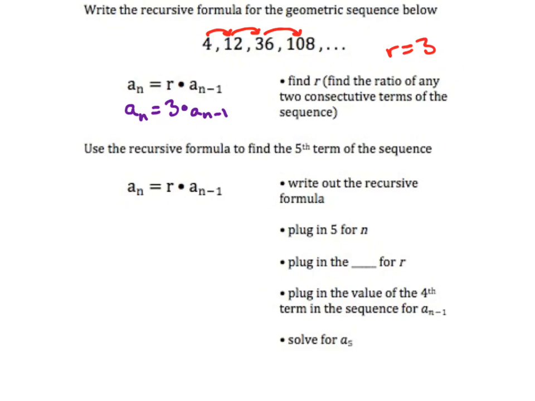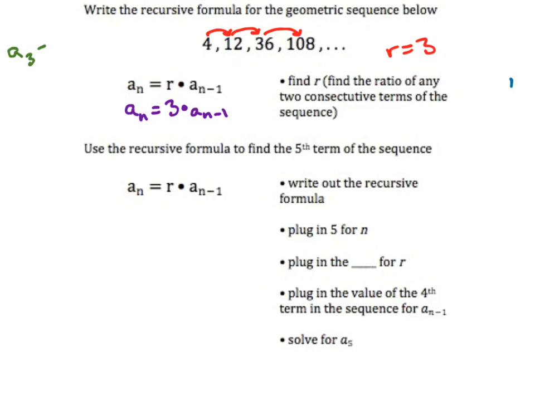A sub n equals 3 times A sub n minus 1. So what this is telling me is that from any term, I can get the next term by just multiplying the previous term by 3. Let's look at some examples. If I'm looking at A sub 2, the second term in the sequence, that is equal to 3 times A sub 1, the first term in the sequence. 12, my second term, equals 3 times the first term, A sub 1, 4. And sure enough, 12 does equal 3 times 4.